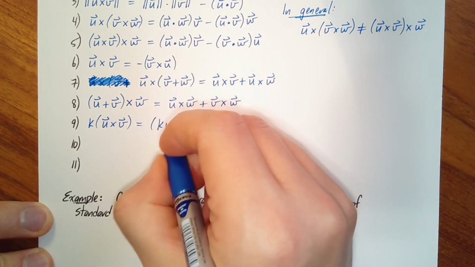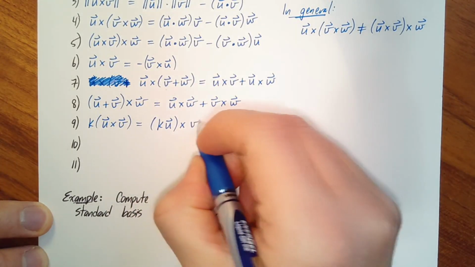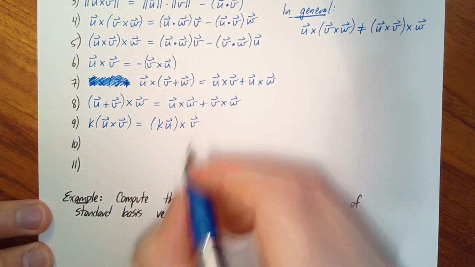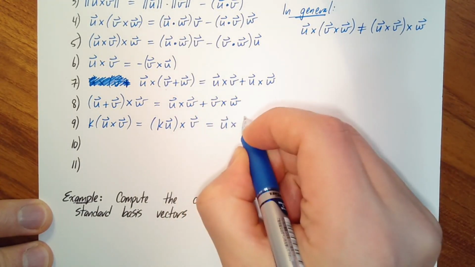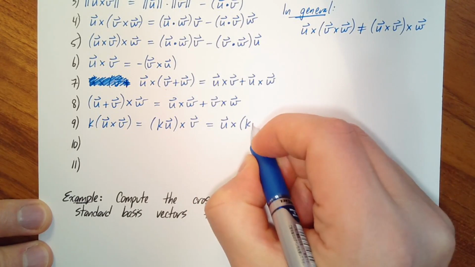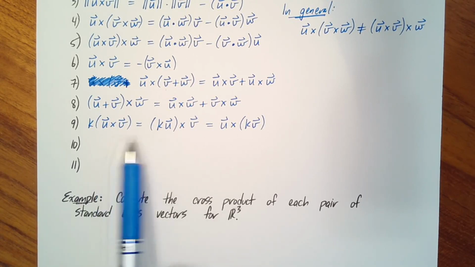You can take k and multiply it directly onto the vector u, and then take the cross product of ku with the vector v, or you can multiply the scalar directly onto the vector v and take its cross product with u, although you have to preserve the order. You can't change the order of u and v here. v has to stay on the right and u has to stay on the left, but these are three ways of computing the same thing.